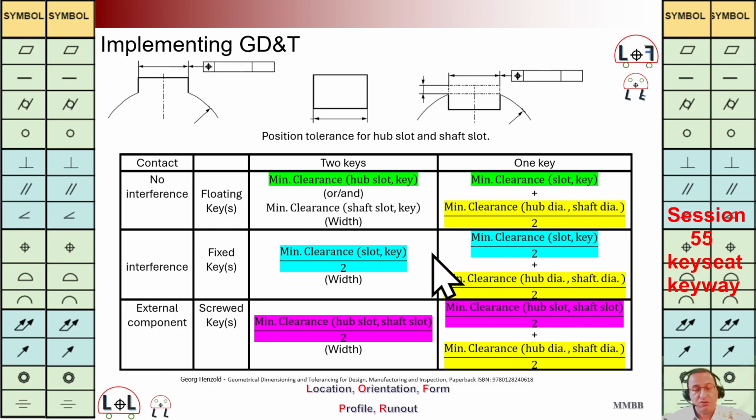In case when we are going to have interference between key and, let's say, key seat, we call it fixed key, we are going to use this formula. If we are going to use a screw to fix the key to the key seat, we are going to have this formula. We cannot see any effect of key width here. We can see key slot on hub and shaft. And here this yellow one is the effect of diameter clearance between hub and shaft.